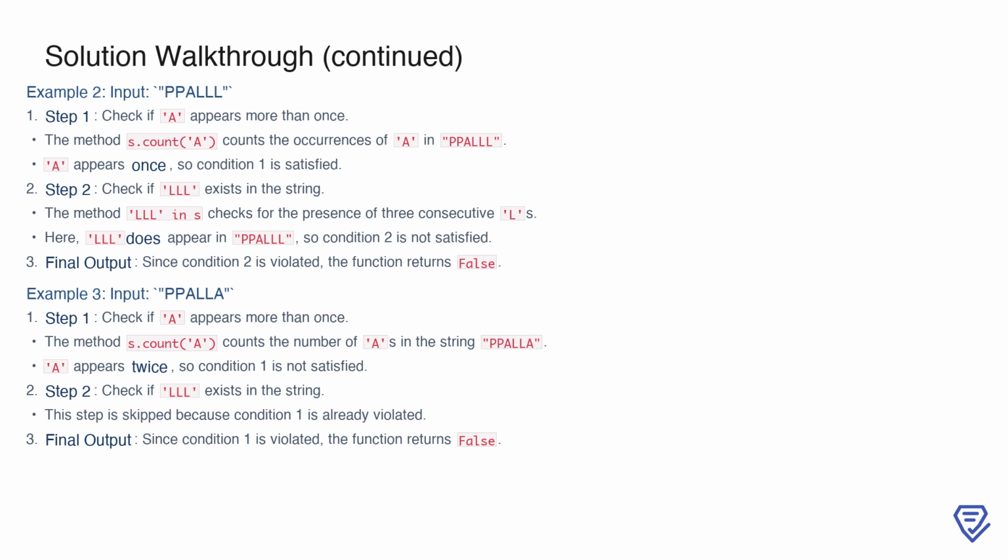Let's look at another example with the input PAL. Again, we start by counting the occurrences of A. Using s.count, we find that A appears twice, which violates the first condition. Since the first condition has already failed, there's no need to check for LLL. The function directly returns false for this input as well.